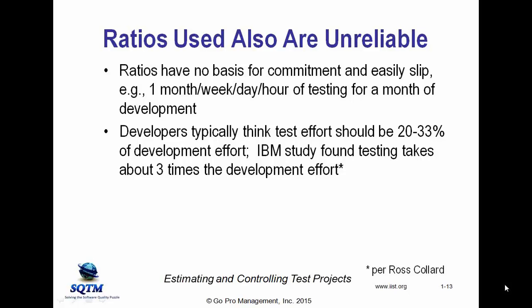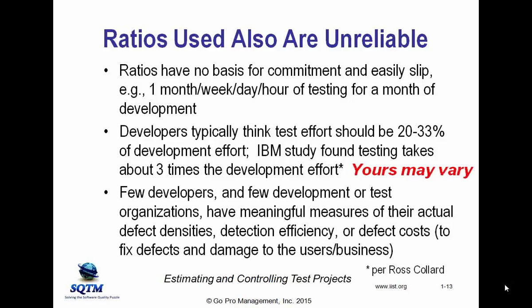IBM, which has been known to actually measure stuff and look pretty well at what they're doing, said the testing actually takes about 3 times the development effort. So even if you're up at 50% of the development effort for testing, you're off by, you know, orders of magnitude. Now, to be fair, your results may vary, but there's a pretty good chance that you probably don't have a good grasp on the actual relationship between amount of testing and amount of development.